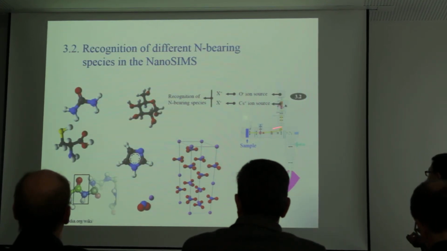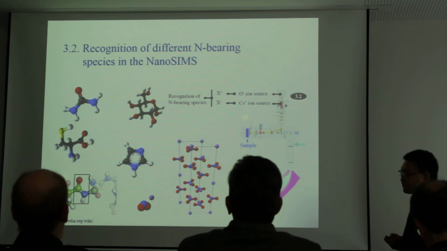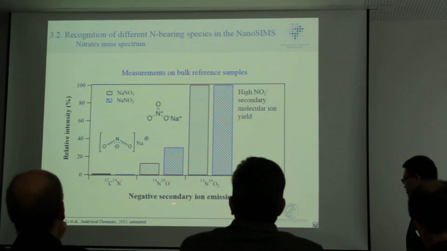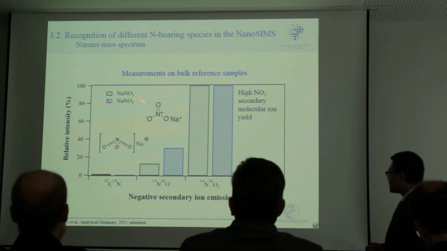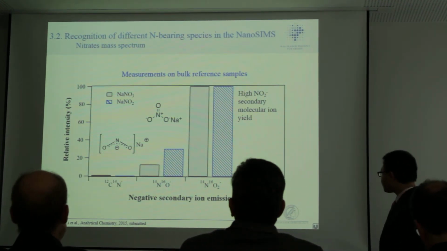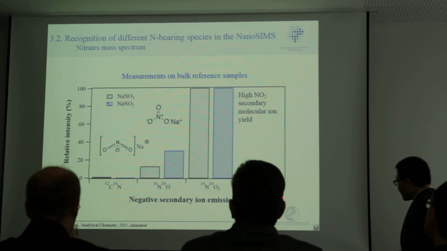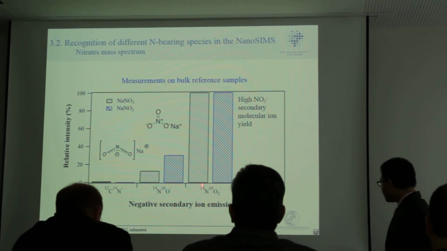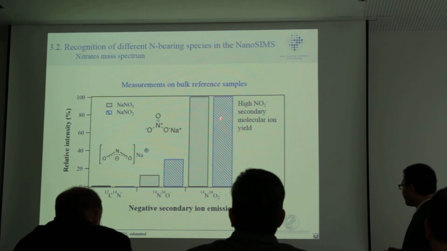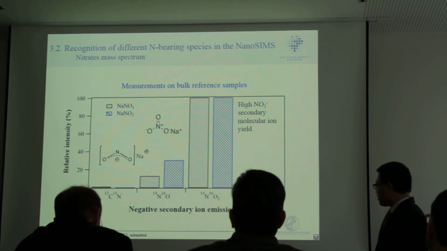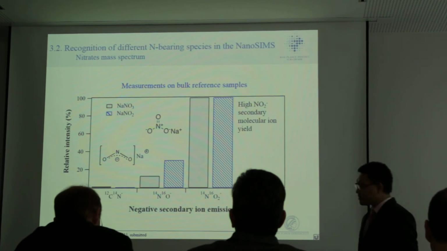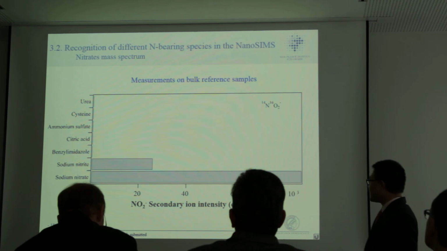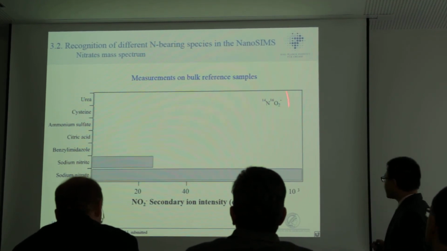In the second part, the separation of different nitrogen-bearing species in the NanoSIMS, I found negative secondary ion emissions from sodium nitrate and sodium nitrite. Comparing different negative secondary ions, we found that these species show the highest NO2 minus secondary molecular ion yield. So we compare this high signal to other species.